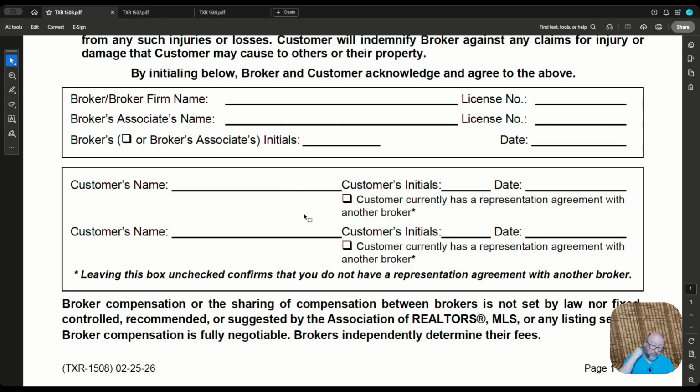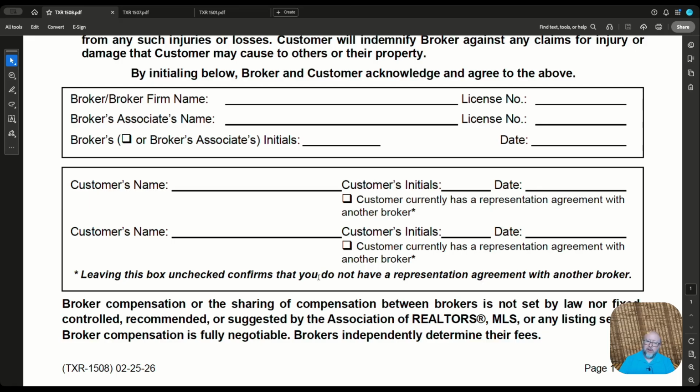Customer currently has a representation agreement with another broker. This is something you should ask them right away. Hey, can you show me this property? Do you have a representation agreement with another broker? Oh, no. Now that sort of verbal exchange should come down to a he said, she said, right? But if they are specifically not checking this box, when the form says to check the box, leaving this box unchecked confirms you do not have a representation agreement with another broker. That is them explicitly putting in writing that they don't have another representation agreement out there with another broker. So that is something you can point to later if there's a procuring cause dispute. Say, hey, they said they didn't have this.